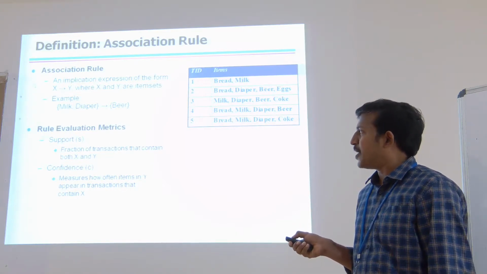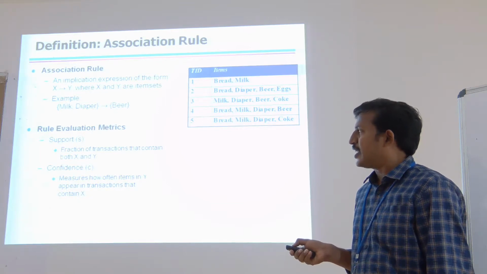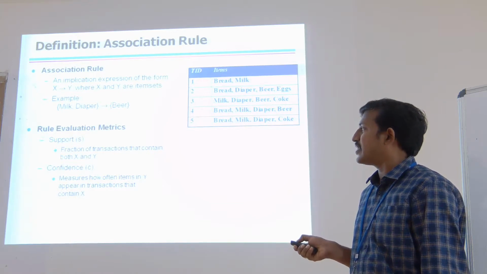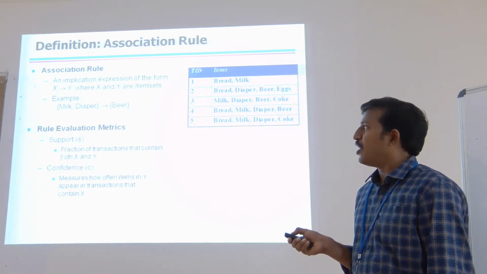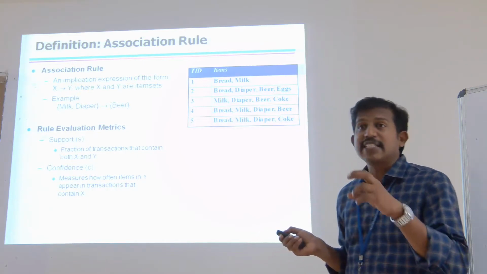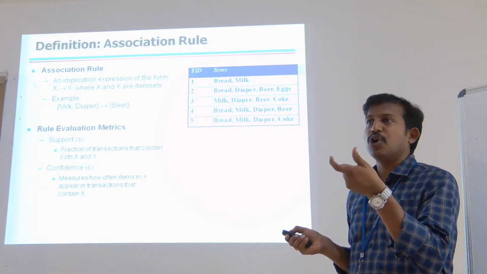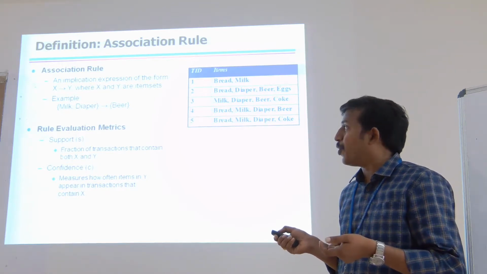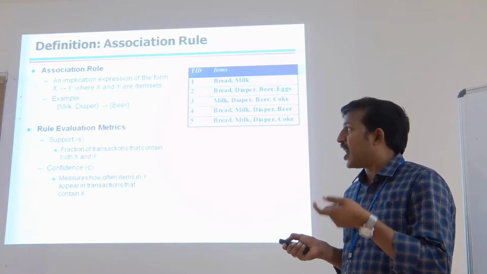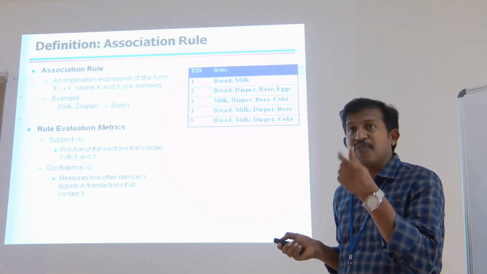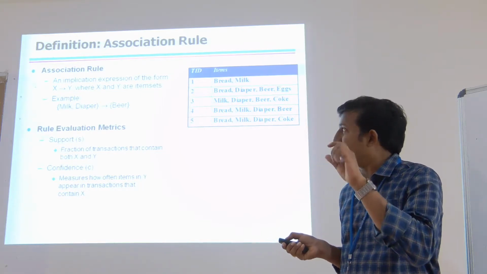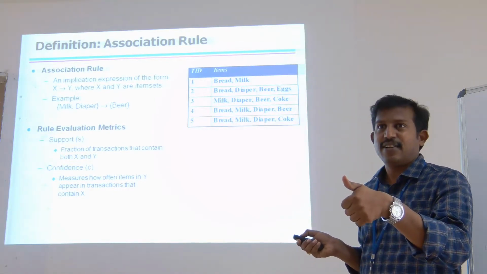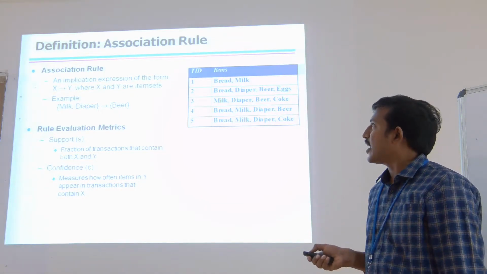Confidence is represented by c, and it measures how often items in Y appear in transactions that contain X. Support indicates the fraction of transactions containing these items together, which is measured by support. Whereas confidence is the relationship between X and Y: in how many transactions Y appears where X is there. That is determined by the confidence.